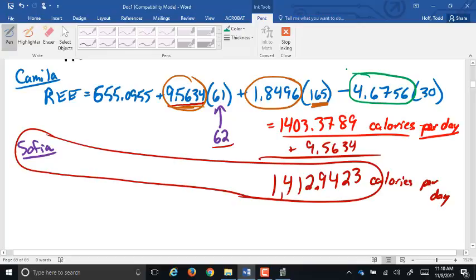Perfect. As their age goes up, for every year older, they burn 4.6756 calories less per day on average.